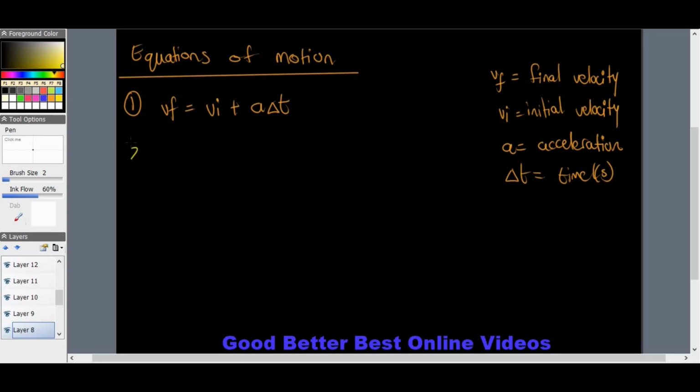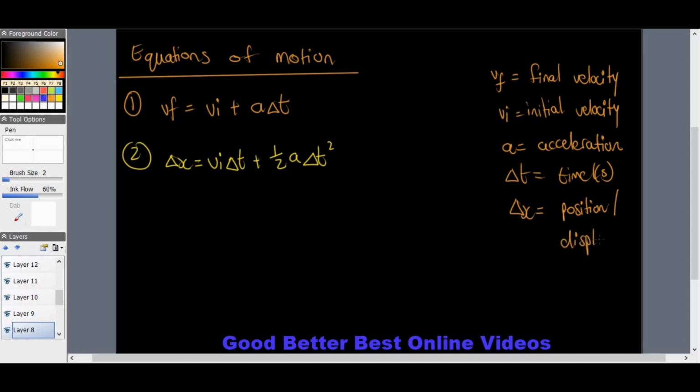The second equation of motion that does exist: delta x is going to equal Vi times delta t plus half of acceleration times delta t all squared. Another variable that we see there, delta x, which we should be familiar with, is known as either the position or displacement. And we know that's measured in meters.